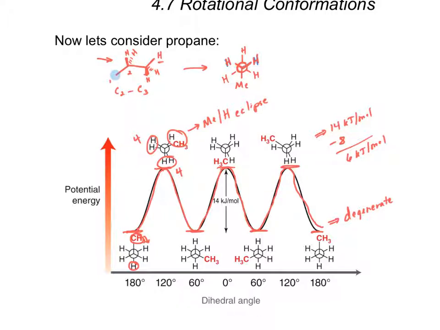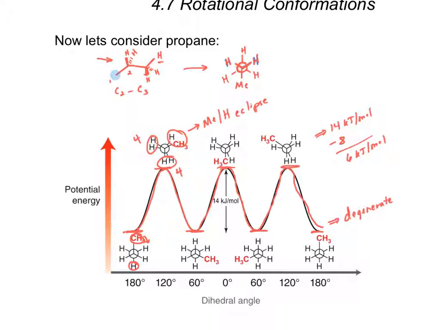Okay, so same exact thing. Propane, all of our energy levels are degenerate here. We have lowest energy in the staggered conformation. We have highest energy in the eclipse conformation. But now, given the energy difference between the two, we can hypothesize that a methyl hydrogen eclipse costs about 6 kilojoules per mole worth of energy, whereas a hydrogen-hydrogen eclipse costs a little bit less at 4, okay?